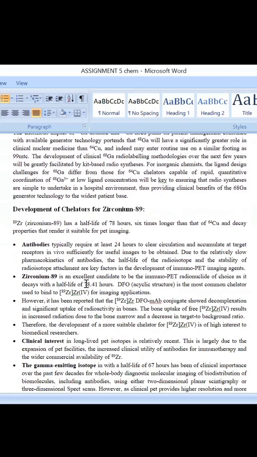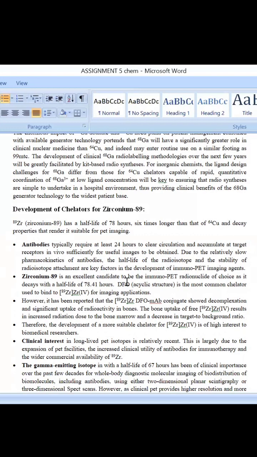Zirconium-89 has a half-life of 78.4 hours, 6 times longer than that of copper-64, and decay properties that render it suitable for PET imaging. Antibodies typically require at least 24 hours to clear circulation and accumulate at target receptors in vivo sufficiently for useful images to be obtained. Due to the relatively slow pharmacokinetics of antibodies, the half-life of the radioisotope and the stability of the radioisotope attachment are key factors for the development of immuno-PET imaging agents.